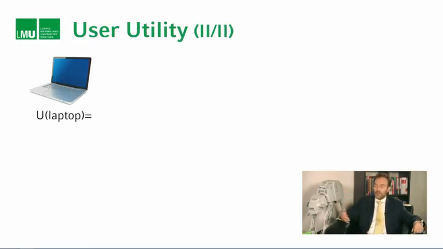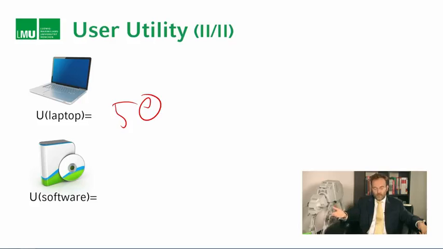The utility from using a laptop, and again, that's probably the utility you get from using word processing software and so on. Let's say that the utility you get is 50. The utility from software, as such, without a computer, is 0. By the way, what do we mean by utility? Utility is basically how much you're better off using the particular good in question. So if you use a laptop, we're assuming that you're 50 units better off than if you didn't.